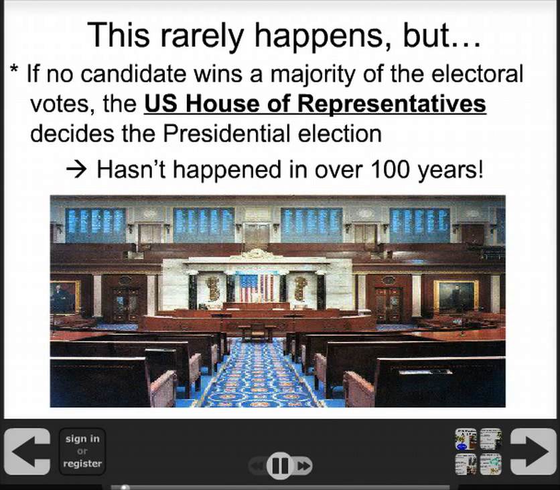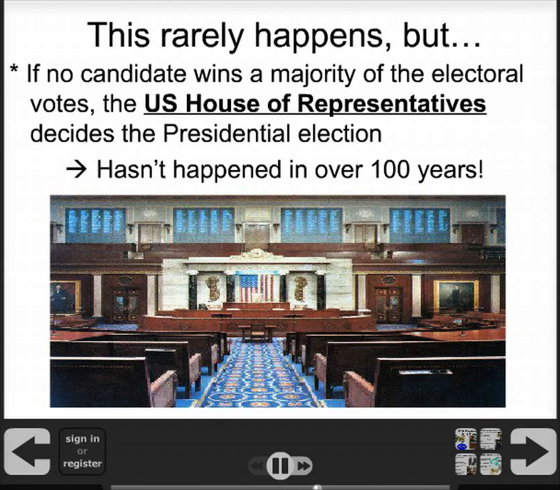This rarely happens, but if no candidate wins a majority of the electoral votes, then it's up to the House of Representatives to decide who becomes president. This hasn't happened in over 100 years. The most famous example is the election of 1876, where you have the Hayes-Tilden Compromise, which pretty much ended Reconstruction in the South. Some people think that's a pretty dark time in American history.